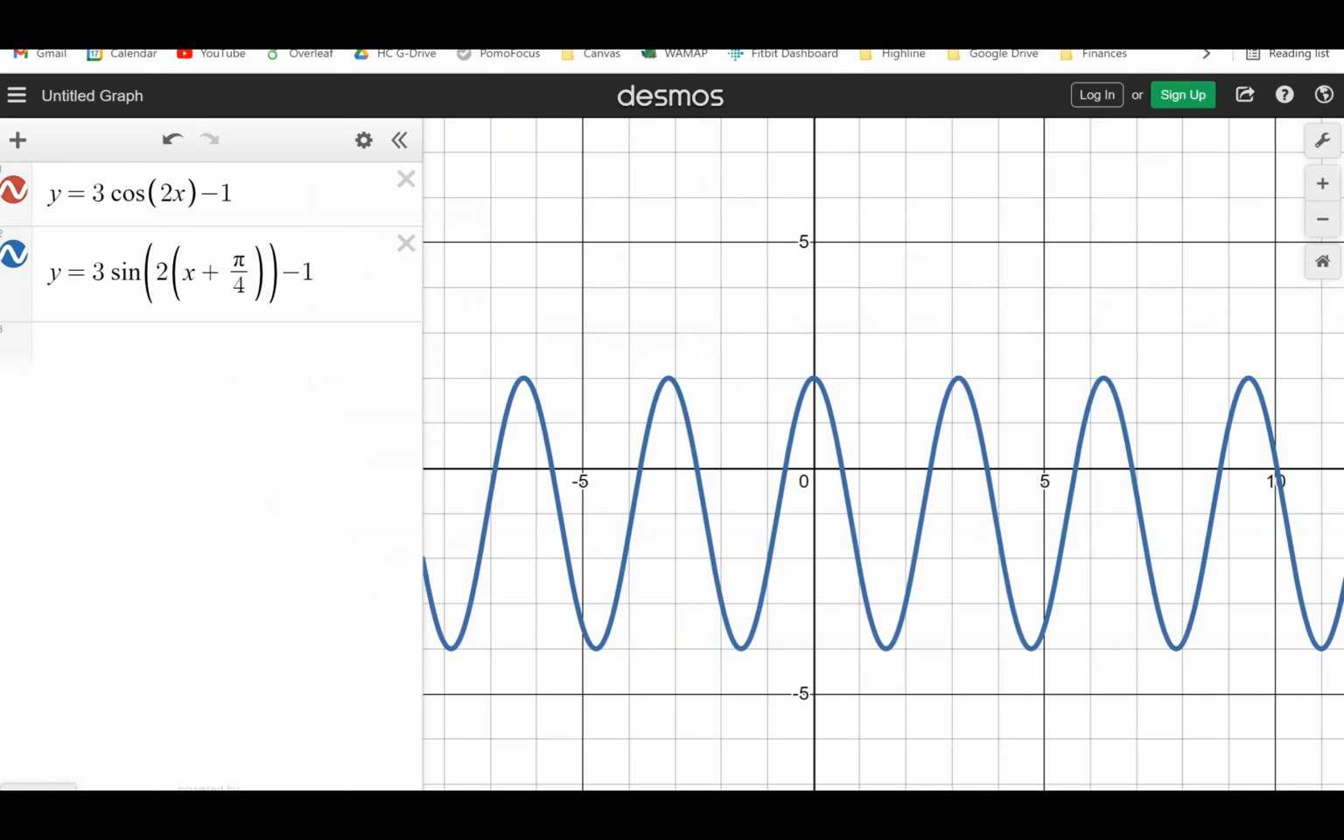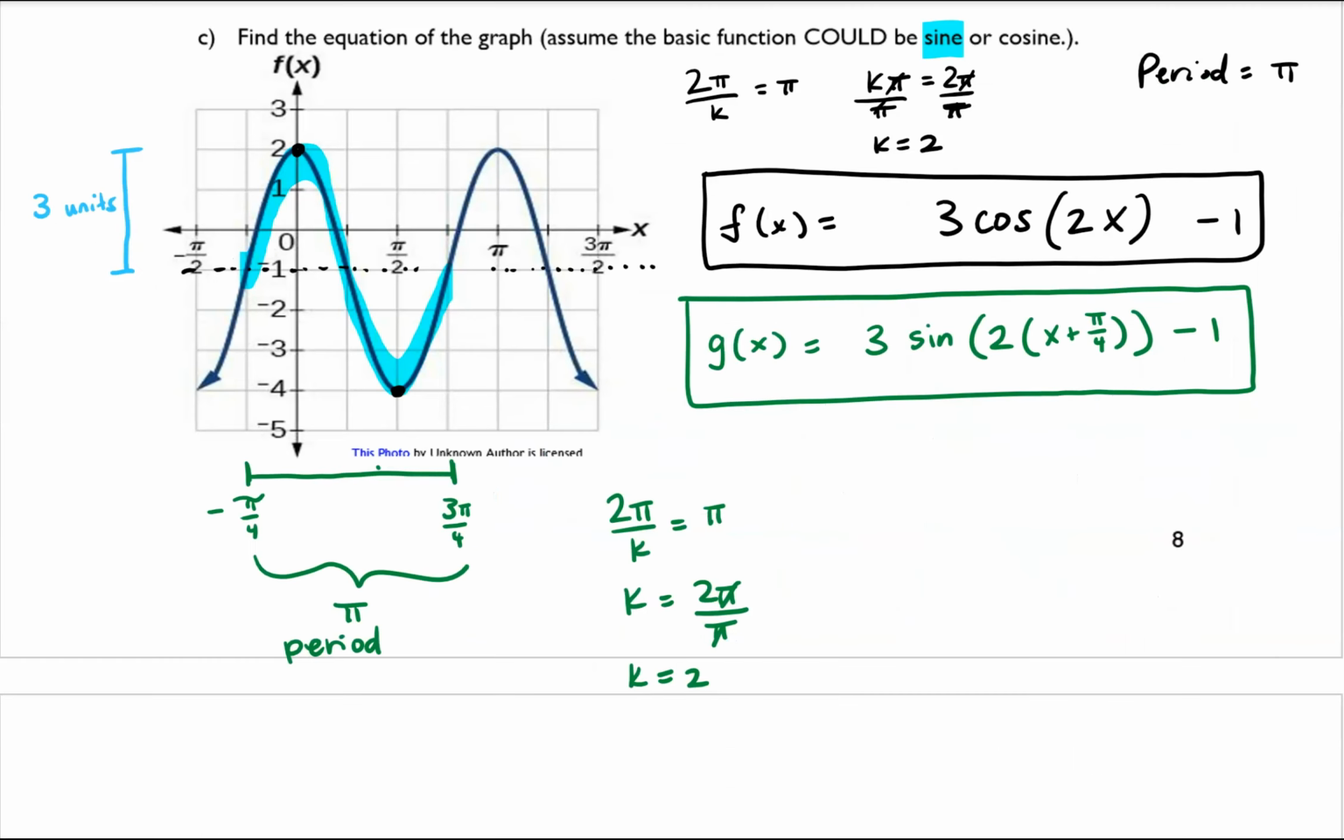So I just wanted to quickly show you here that both of these functions, y equals 3 times cosine of 2x minus 1 and y equals 3 times sine of 2 times (x plus pi over 4) minus 1, are both graphed here on Desmos. And notice that I can remove the blue graph, which is the sine one, and we have the red one, and they are right on top of each other because they produce the same graph. So I just wanted to quickly illustrate that both of these equations actually have the same graph. And that concludes this example.